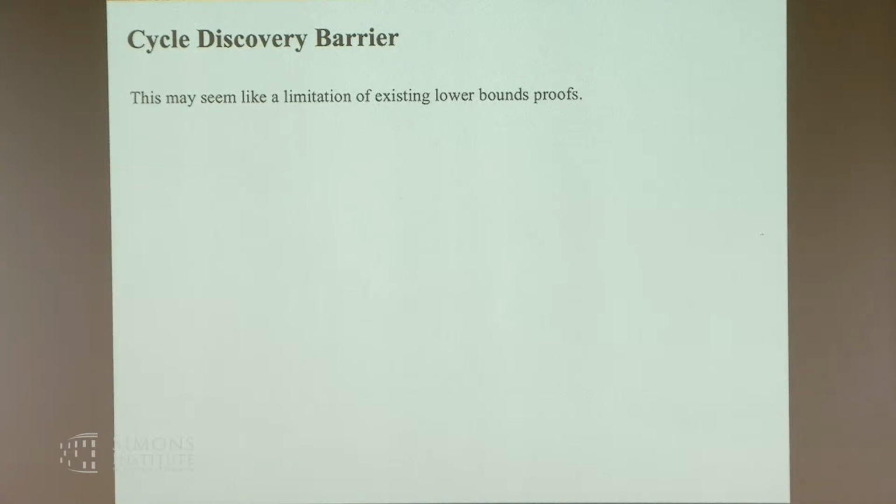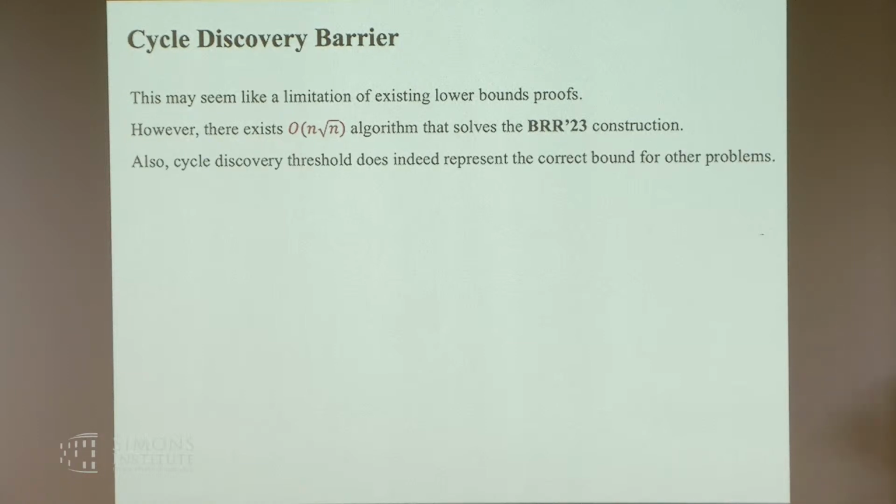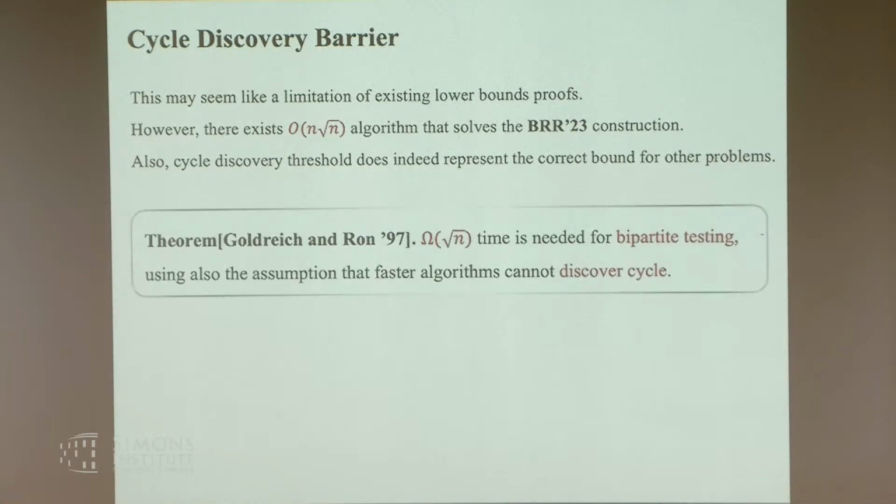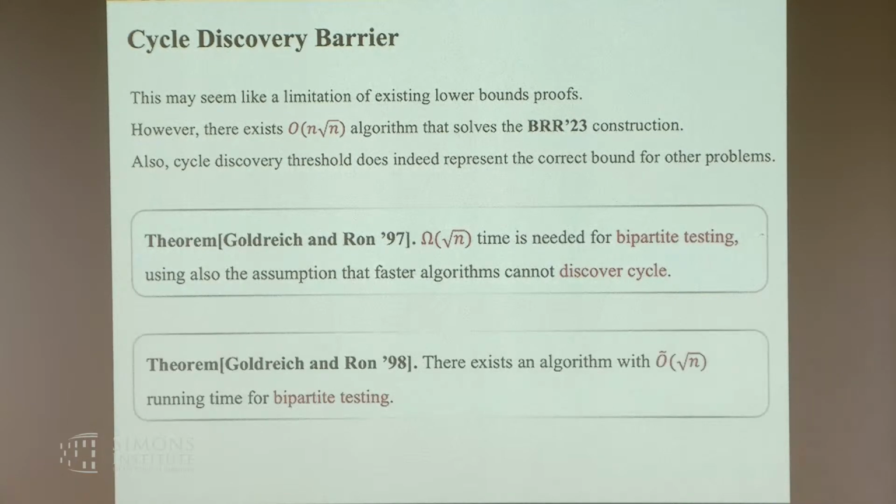This looked like a limitation of the techniques that we use to prove the lower bounds, but there exists an n root n algorithm that solves our instance, from a FOCS 23 paper. Also, this cycle discovery threshold is the true bound for some other problems. For example, Goldreich and Ron proved that root n time is needed for bipartite testing, also on the assumption that a faster algorithm cannot see any cycles. Later, they proved that there exists an algorithm with root n running time for bipartite testing.